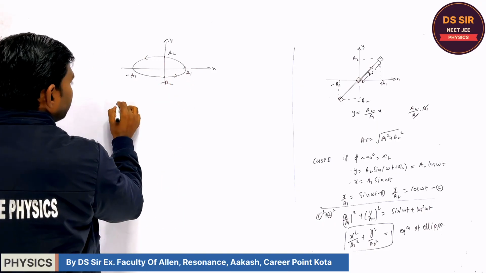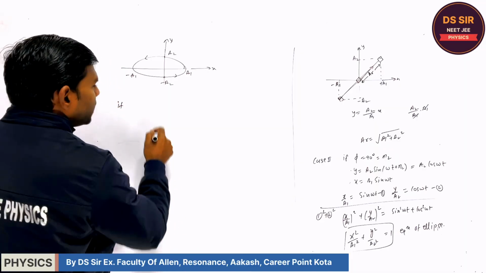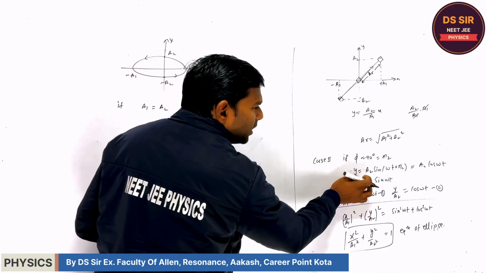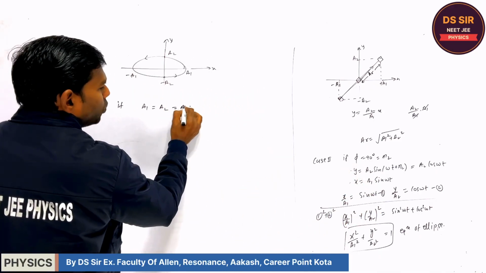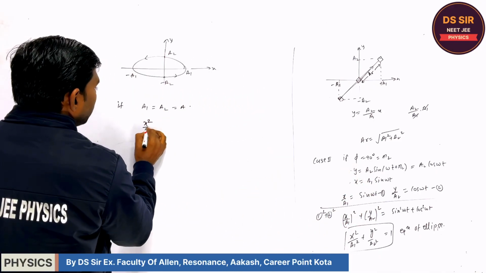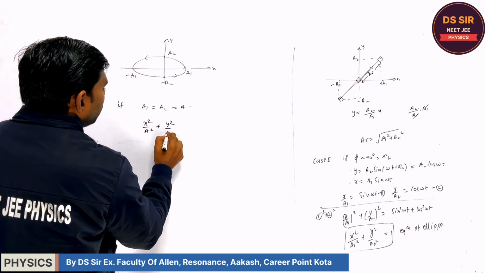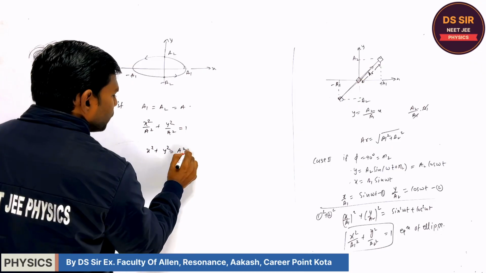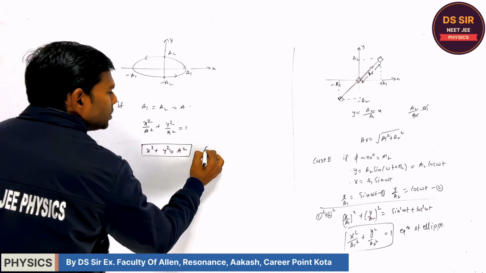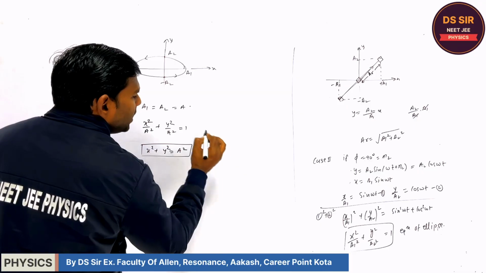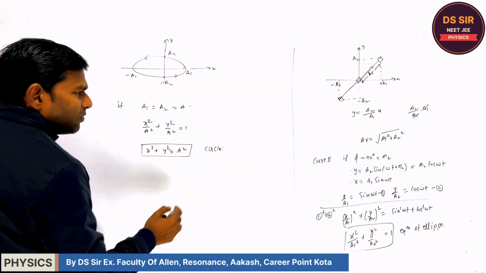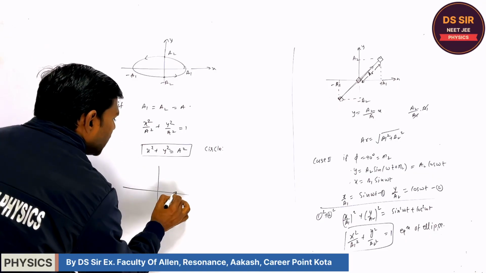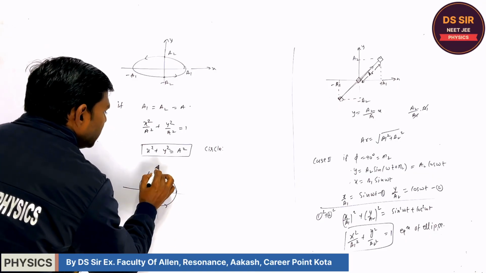Now for another special case, if a1 and a2, that is their amplitudes, are both equal to a, then x square upon a square plus y square upon a square is equal to 1, so x square plus y square becomes equal to a square. So the resultant of the two SHMs will be a circular path. They will start moving in a circle. Is it clear or not?